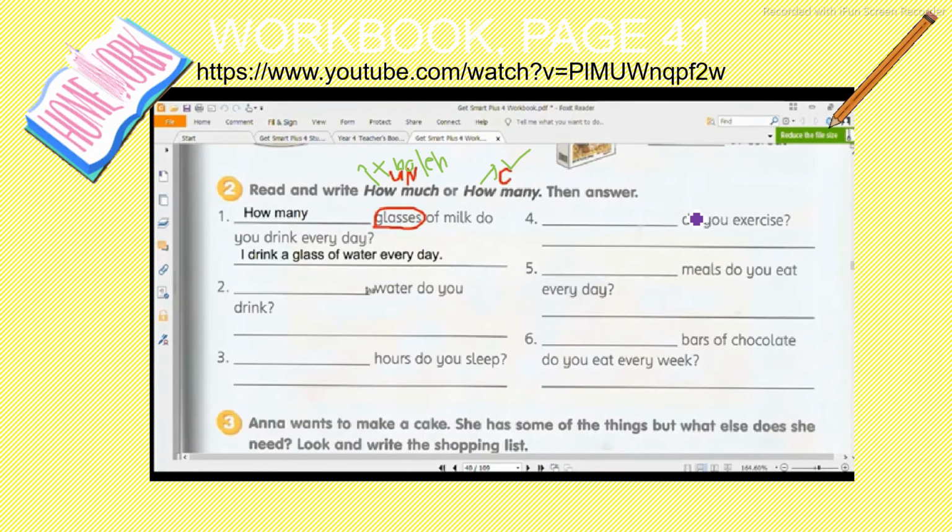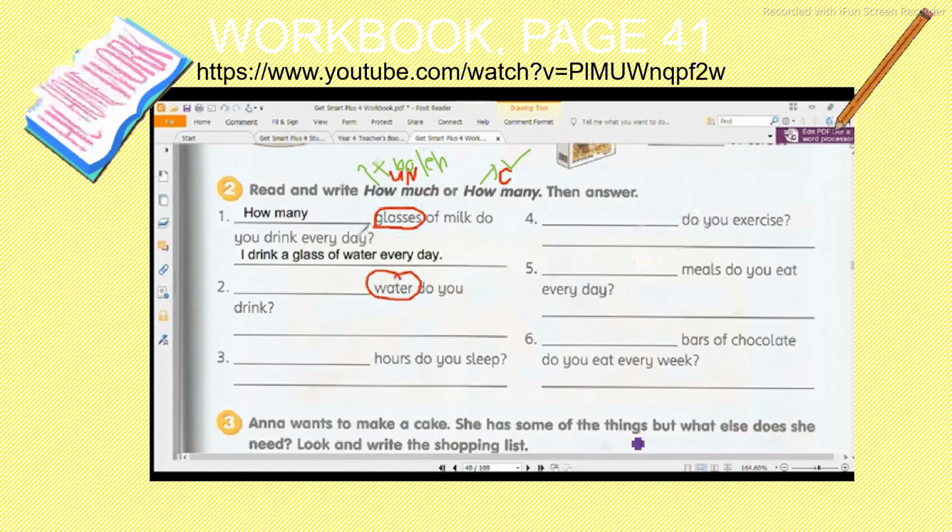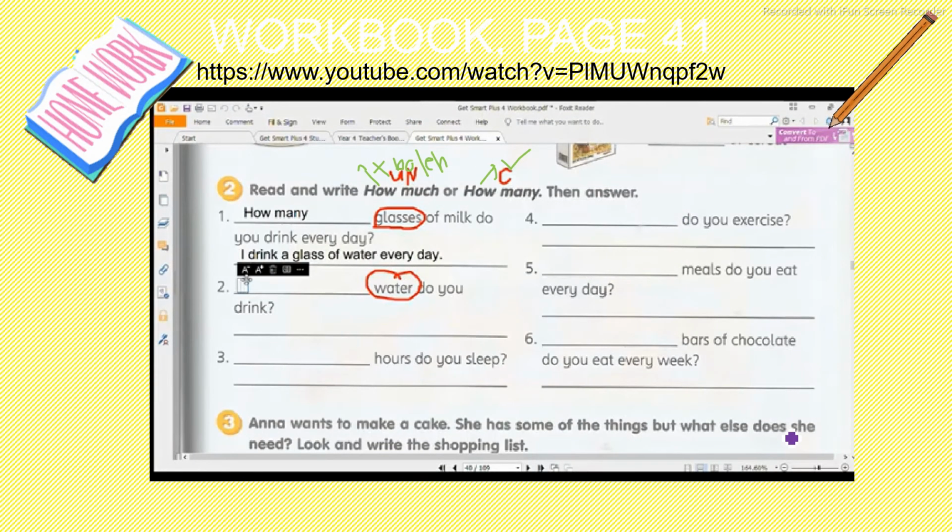How much water do you drink? Okay? Water is uncountable. It cannot be counted. So we use how much. So your answer should be, how much water do you drink? So answer this according to yourself. For example, you drink 8 glasses. So write the answer. I drink 8 glasses. There's an S, yes, because it's more than one. I drink 8 glasses of water. Full stop.